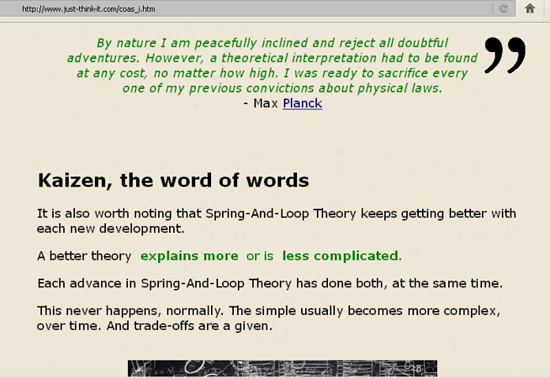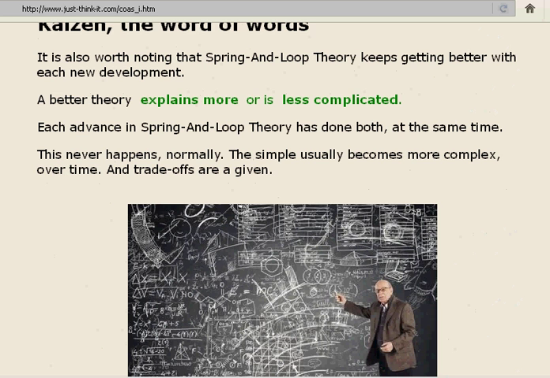Kaizen, the word of words. It is also worth noting that spring and loop theory keeps getting better with each new development. A better theory explains more or is less complicated. Each advance in spring and loop theory has done both at the same time. This never happens normally. The simple usually becomes more complex over time, and trade-offs are a given.